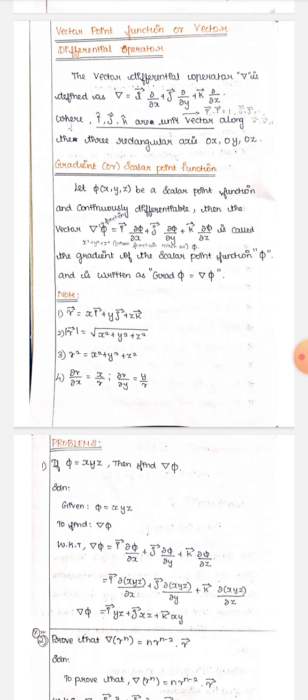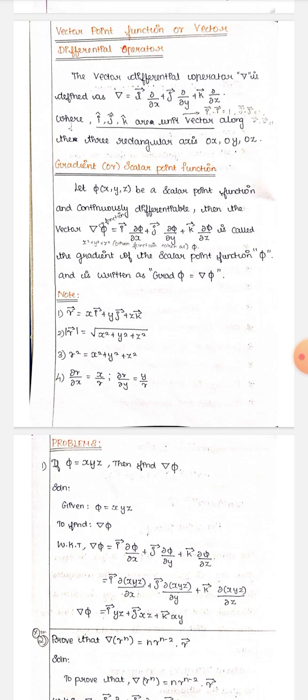The next topic is gradient of a scalar point function. Let phi of x, y, z be a scalar point function and continuously differentiable, then the vector del phi is equal to i vector into dou phi by dou x plus j vector into dou phi by dou y plus k vector into dou phi by dou z is called the gradient of the scalar point function phi and is written as grad phi is equal to del phi.